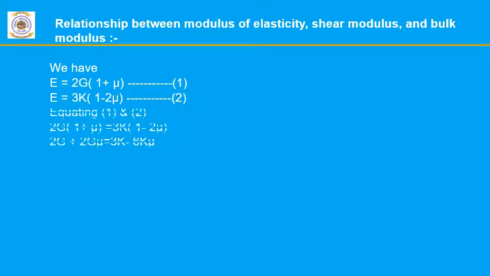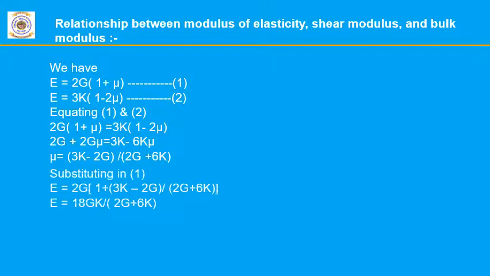Now we equate these two equations because Young's modulus is common to both. After equating, 2G into 1 plus 2G into mu is equal to 3K into 1 minus 3K into 2 mu. So it becomes 6 K mu. Simplifying this, we take mu outside. So mu is equal to 3K minus 2G divided by 2G plus 6K.